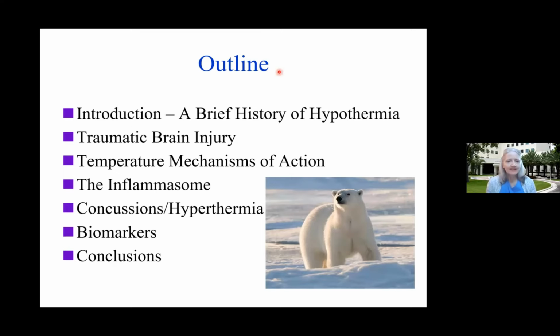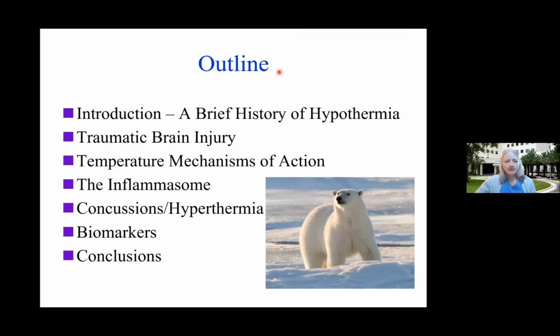Just an outline: a brief history of hypothermia and introduction. I'll talk about some of our work in TBI over several years, temperature mechanisms of action, the inflammasome, which is what we've been targeting lately for the past probably 8 to 10 years. Looking at concussions, hyperthermia, which of course everyone in this audience knows. Hopefully I won't be too redundant in some of the information I'm going to pass on. Talk about biomarkers and give some concluding remarks.